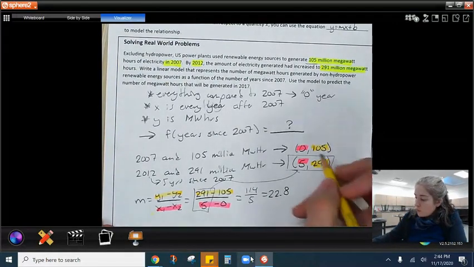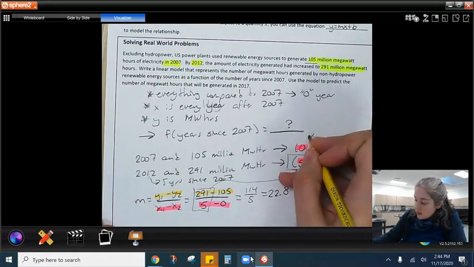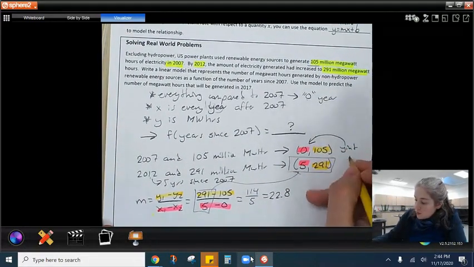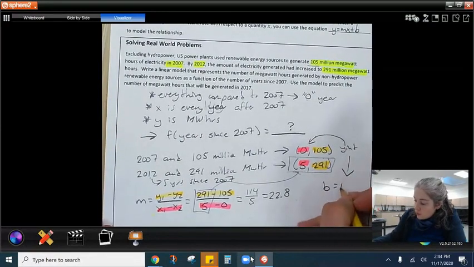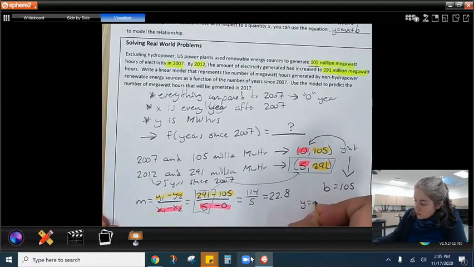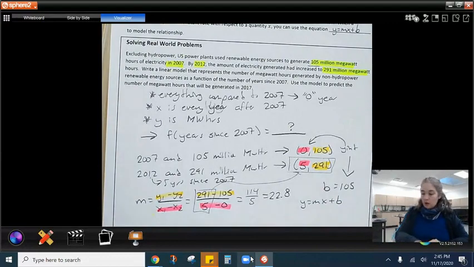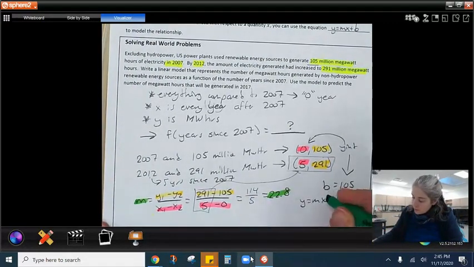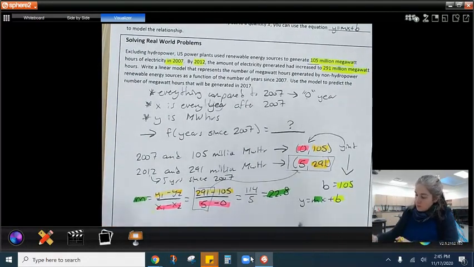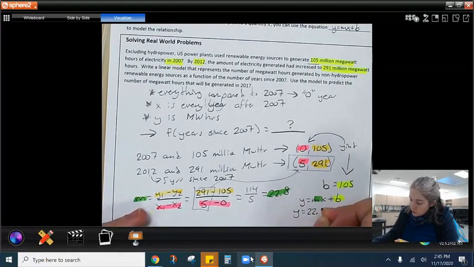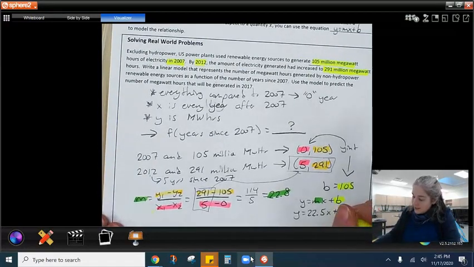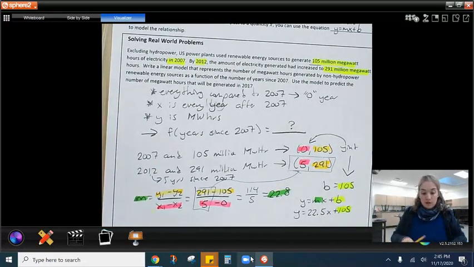Next thing we need to find is our y-intercept. What is our y-intercept? Well, wait a second. This has a 0 for its x-coordinate. So this is our y-intercept. So that means that b is going to be equal to 105. So I'm going to use y equals mx plus b. We know our slope. We know our y-intercept. So we would get y equals 22.5x plus 105. That is our linear model. That is our equation. That is our function.